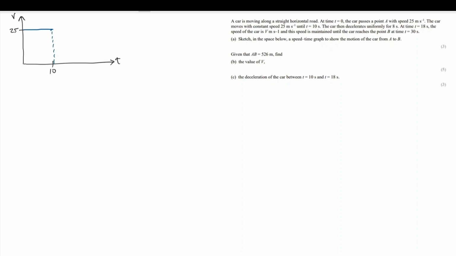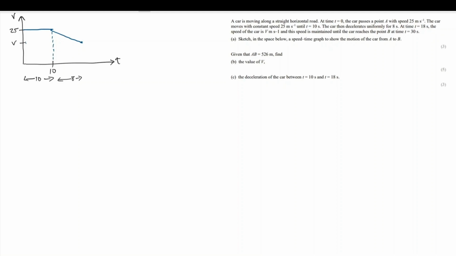Okay, I continue reading. It tells us that the car then decelerates uniformly for 8 seconds. At the time 18 seconds, the speed of the car is v meters per second. So over the next 8 seconds, the velocity needs to reduce down to v. V's unknown, but we know it needs to reduce to v. So I'm just going to show the intervals here. Here's a 10-second interval to begin with, and then we have an 8-second interval. In this time, it reduces its velocity down to v. So a negative gradient.